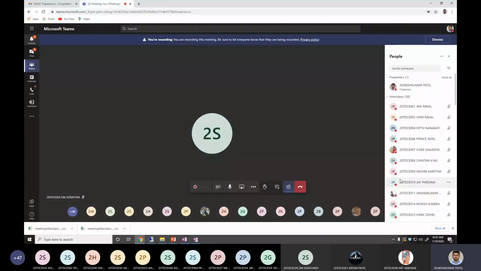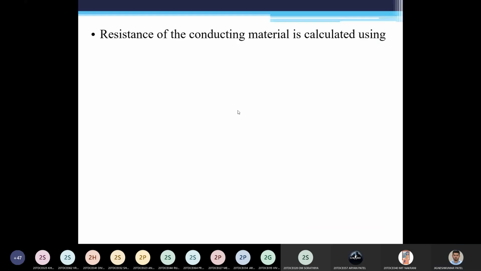Now we'll move ahead and see a very common equation that you have already studied at some point in 12th or 11th. That is this equation: R is equal to rho L by A. This equation is used to find the value of resistance from the physical properties of the material. The first is the material itself, whether it is copper, silver, nickel or some other metal.